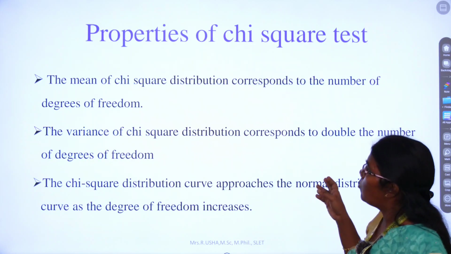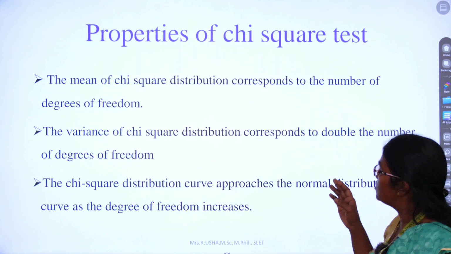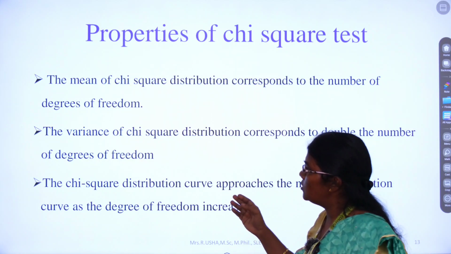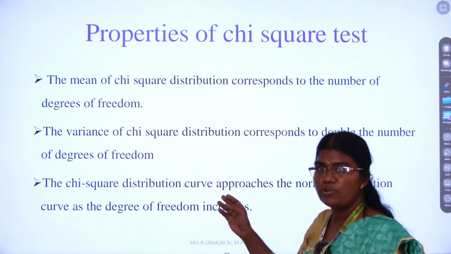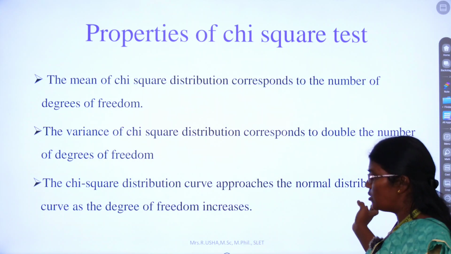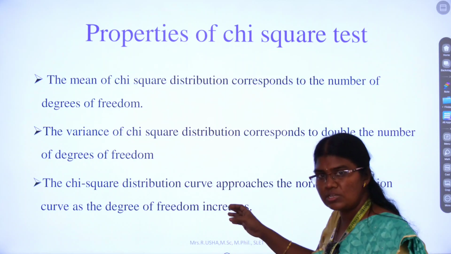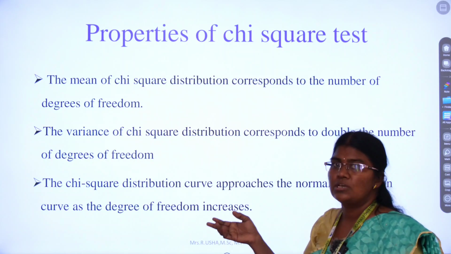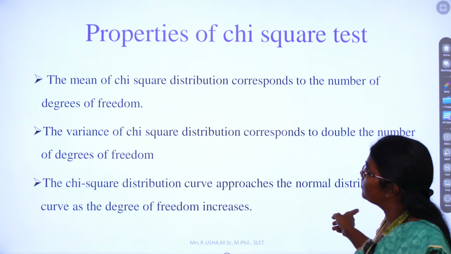The next one, the properties of the chi-square test. These are the main properties. First, the mean of the chi-square distribution corresponds to the number of degrees of freedom. Next, the variance of the chi-square distribution corresponds to double the number of degrees of freedom. And next, the chi-square distribution curve approaches the normal distribution curve as the degrees of freedom increase. Degrees of freedom means the number of given observations, given samples, minus 1.